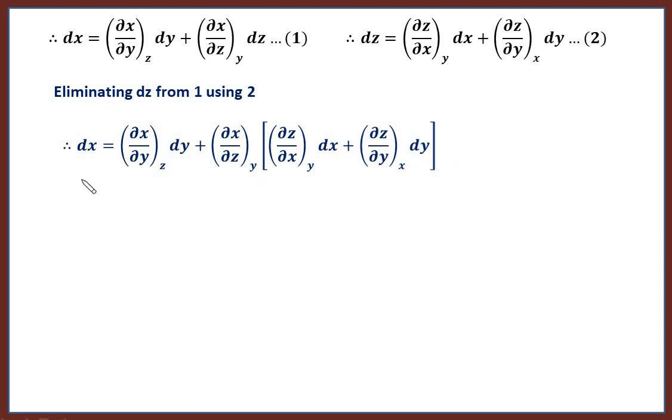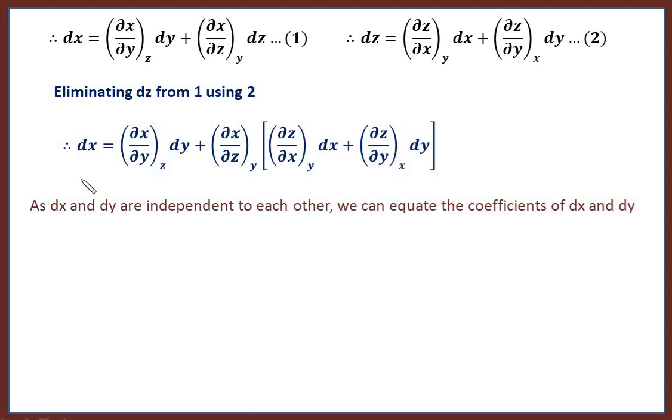Now here, change in x and change in y are independent of each other because x and y are independent variables. You can independently change x, you can independently change y. These two are not related to each other. So that's why we can say dx and dy are independent of each other. We can simply equate their coefficients.